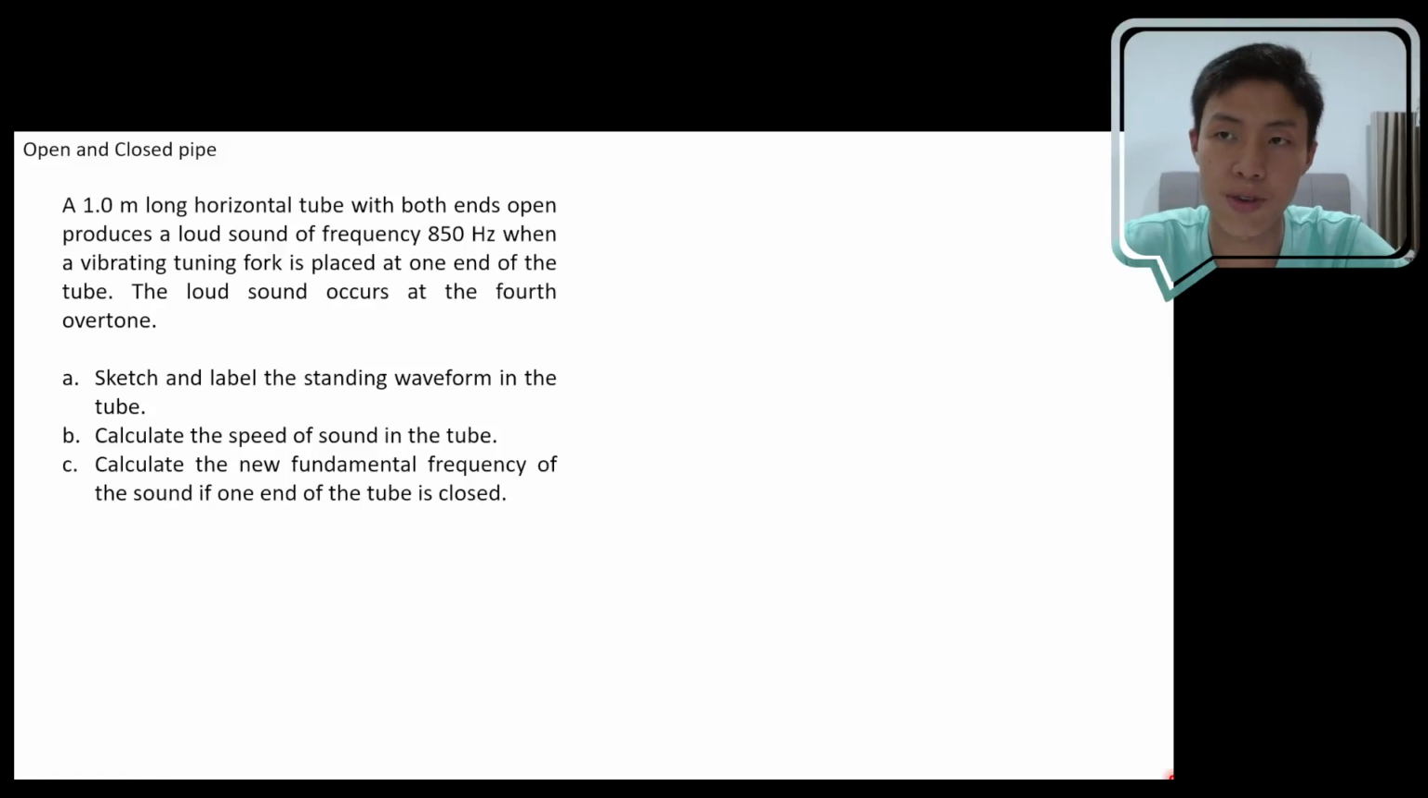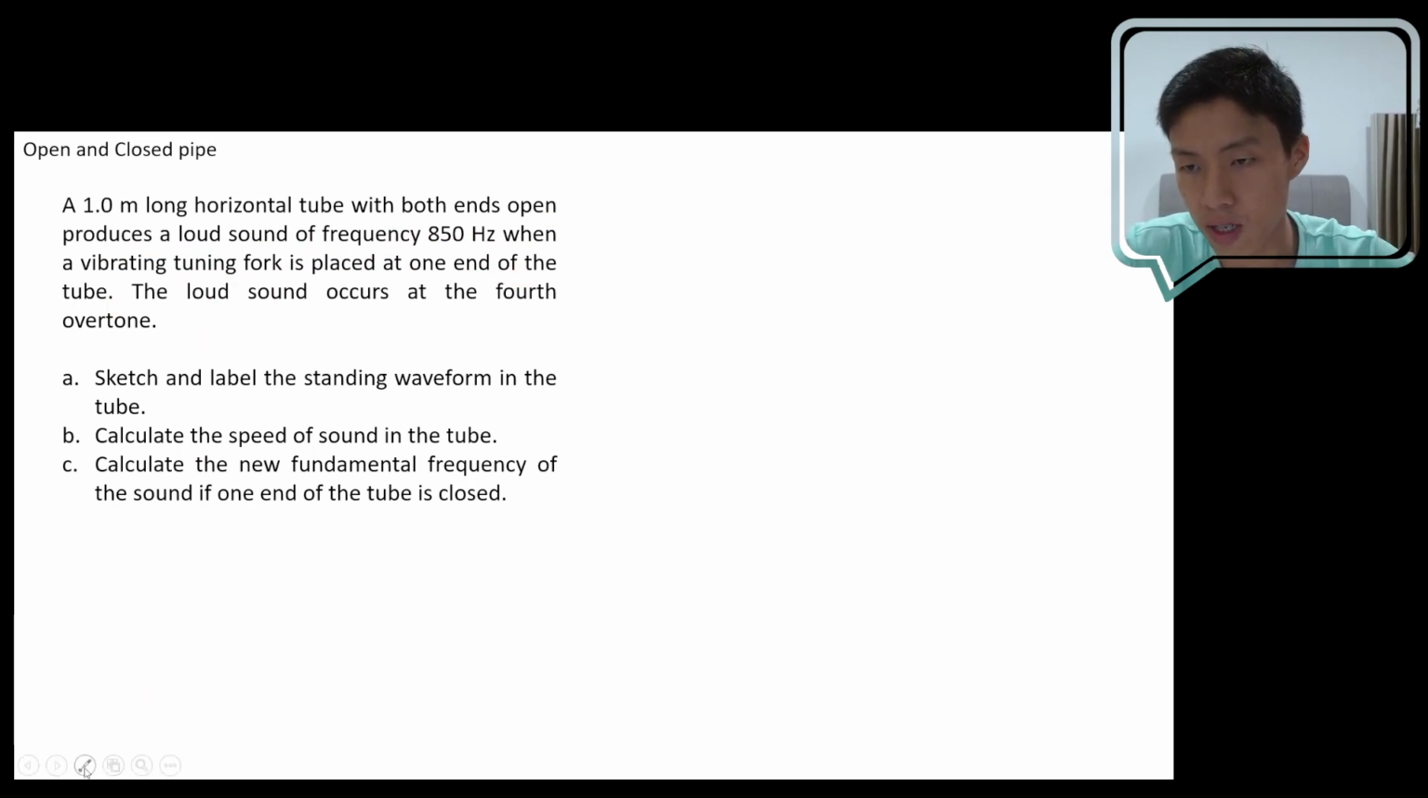Let's try to solve this problem here. A 1 meter long horizontal tube with both ends open, okay, so this is an open pipe question, produced a loud sound of frequency 850 Hz when the vibrating tuning fork is placed at one end of the tube.